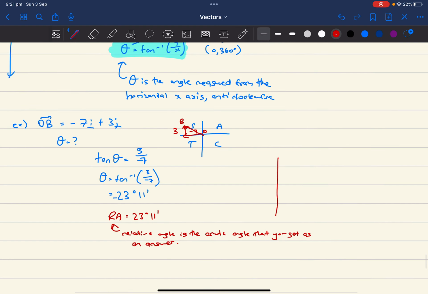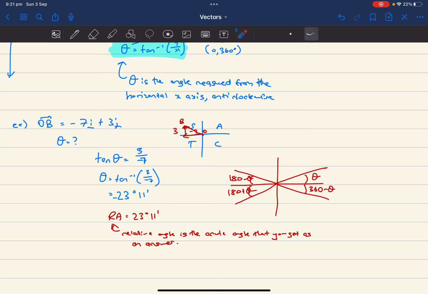So when you use your ASTC graph, you have something like this actually. 180 minus theta. 180 plus theta. And this is 360 minus theta, right? And this theta in this case is my relative angle. So when you find a relative angle of 23 degrees 11 minutes, if I know it's either in S or C, you can see it's going to be in S, right?